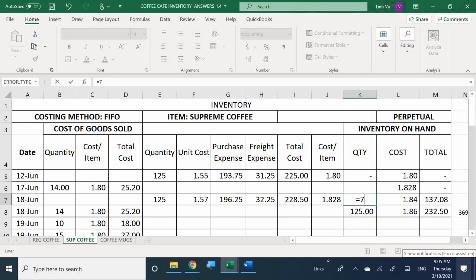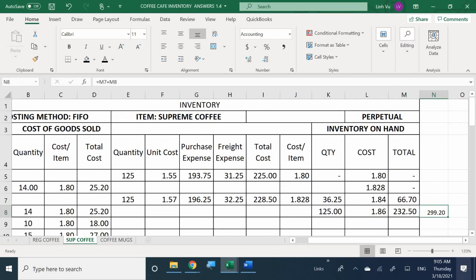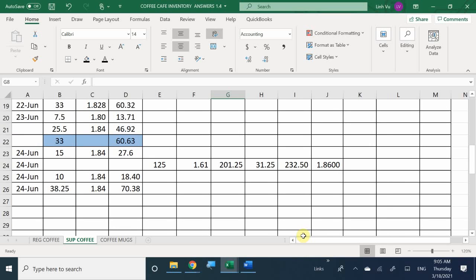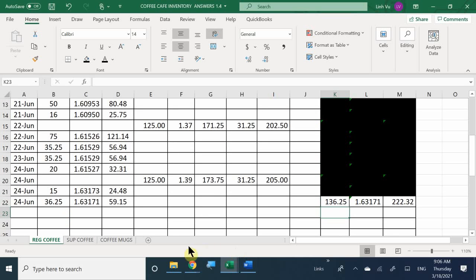74.5 minus 38.25. How much should we have left? 36.25 at $66.70. Okay, and we should get a total of $299.20. Okay, so now we have our cost of goods sold. We have it for $70.38, and we have our regular coffee at $59.15. So let's go ahead and journalize that.